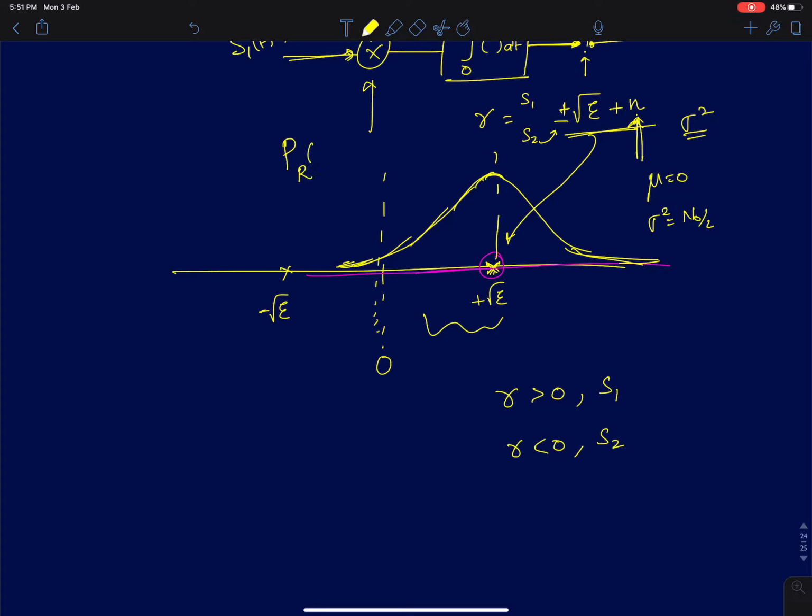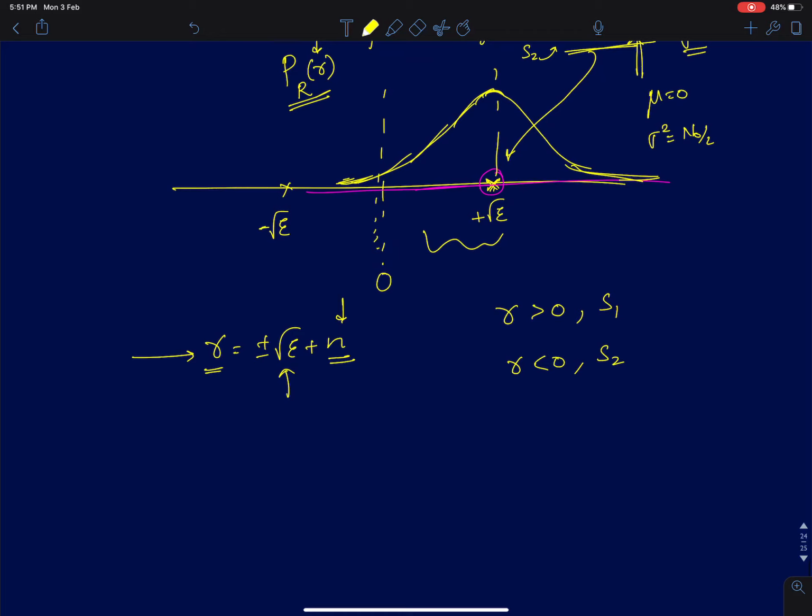I'll call it P capital R of r. R is the received random variable. See, because what you're receiving is plus or minus root E plus noise. This is deterministic, but since noise is random, our received signal will also be a random variable. Because it's a random variable, you should be able to draw its probability density function.